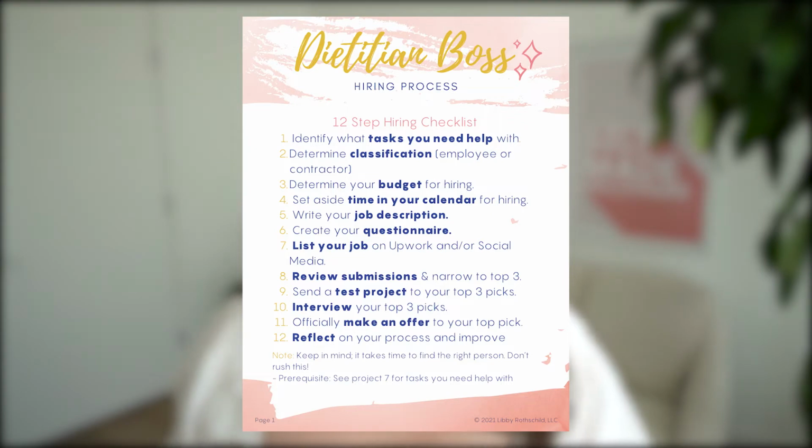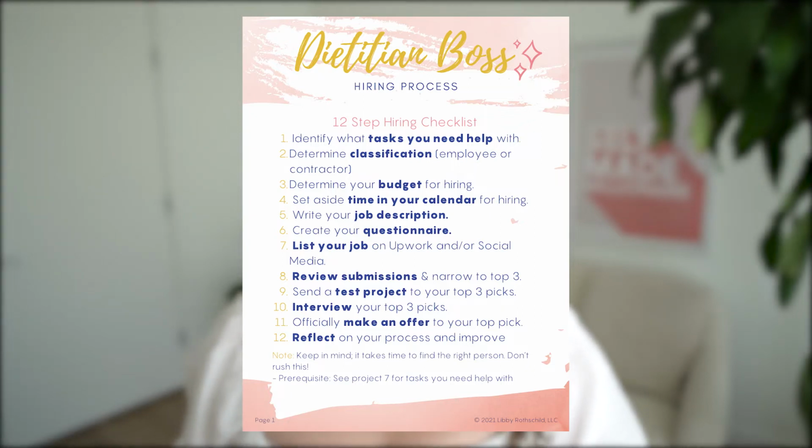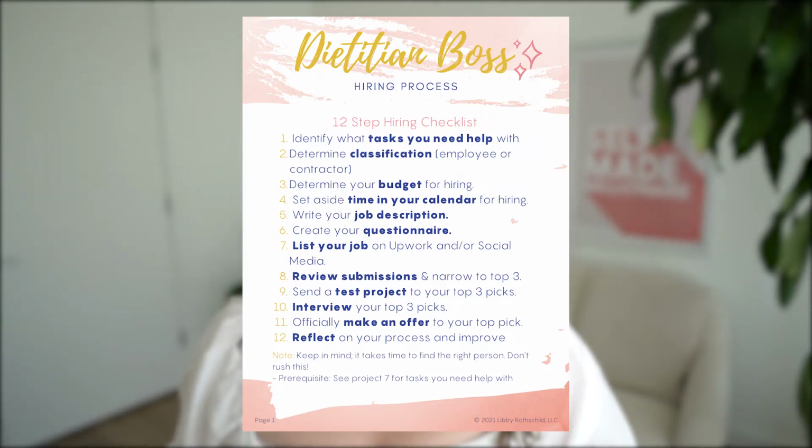And then write a clear job description. I'm going to have another video about job description coming up. And then create your questionnaire. List your job on maybe Upwork, social media. You can always share with friends and family. And then review submissions and narrow down the top candidates. The 9th step would be to send a test project to your top 3 picks. Then the 10th step is interview your top 3 picks. And then the 11th step is make an offer, and then reflect on your process and improve.